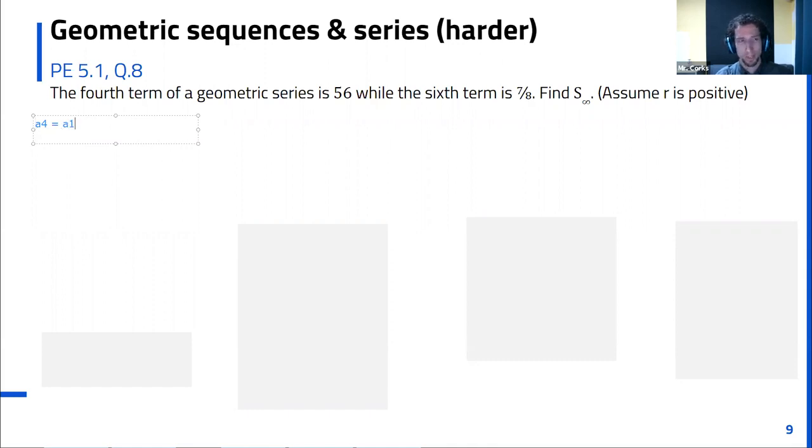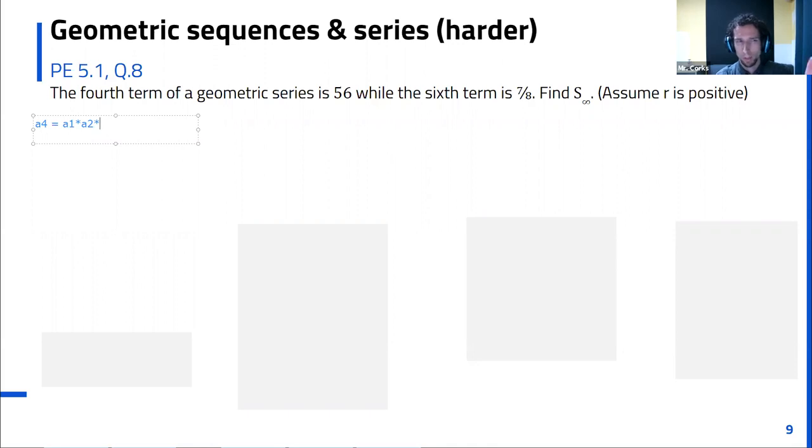Okay, tell me what you were going to say. A1 multiplied by A2 multiplied by A3 is equal to 56. Okay, and what will we do with that?